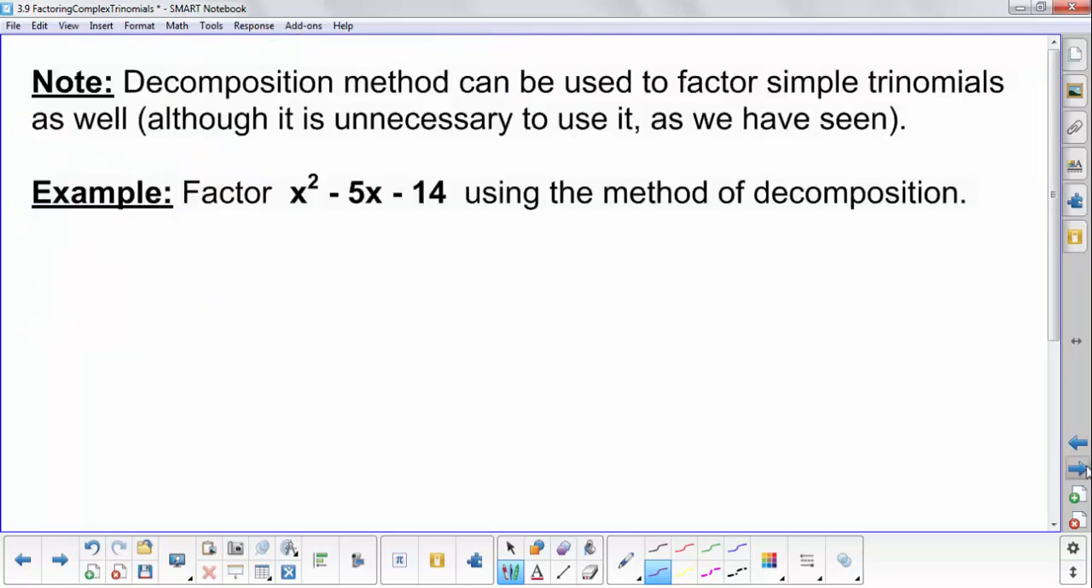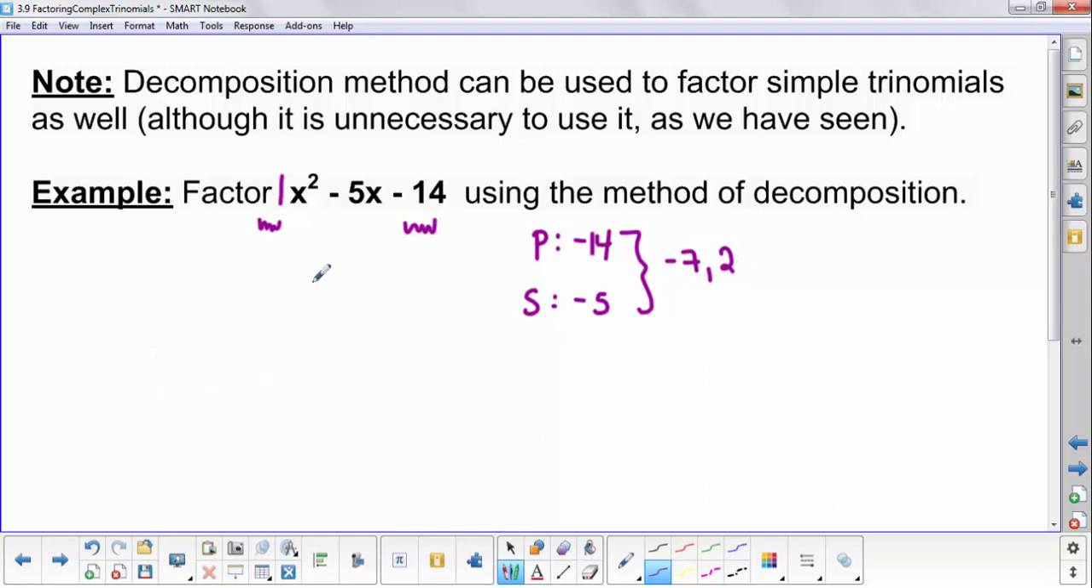Just as a side note, notice that even when you do have a simple trinomial, you can still use decomposition. Although it takes a few extra steps, it still works. So very quickly, if you were looking at this for decomposition, you would take the 1 and the -14, and the product you'd be looking for is still negative 14. The sum would be negative 5, and if you're looking for those two numbers, you would say negative 7 and 2 should do the trick.